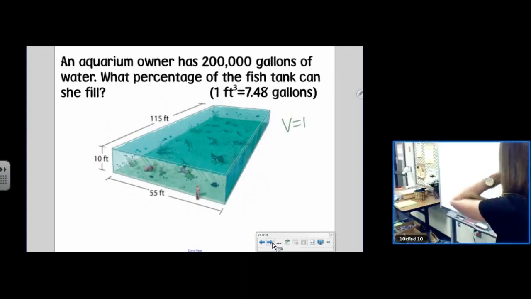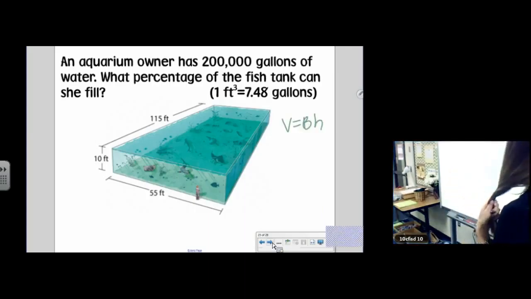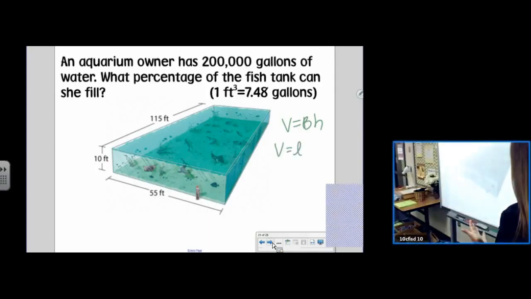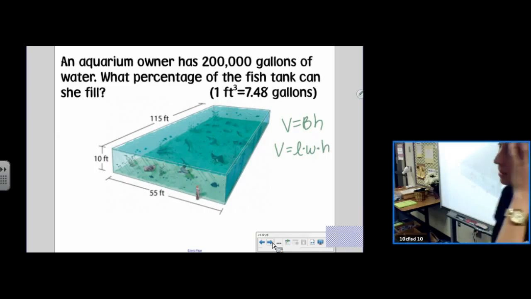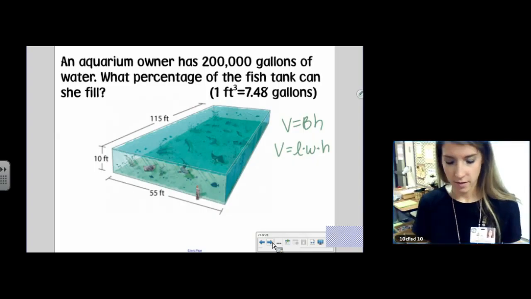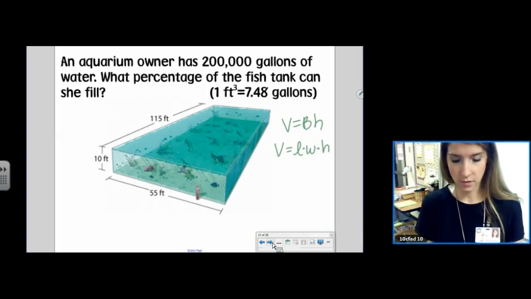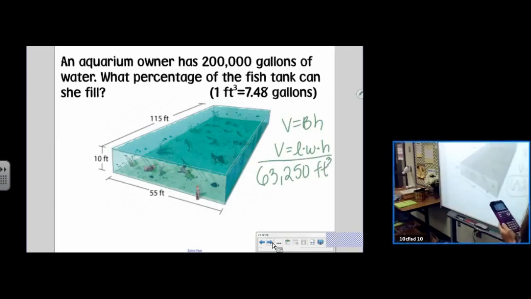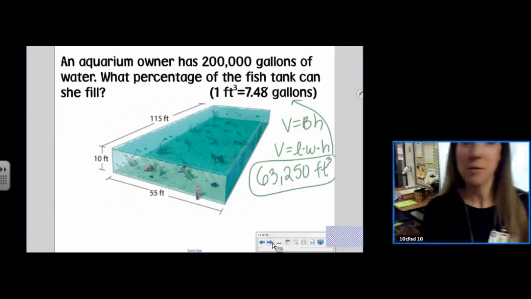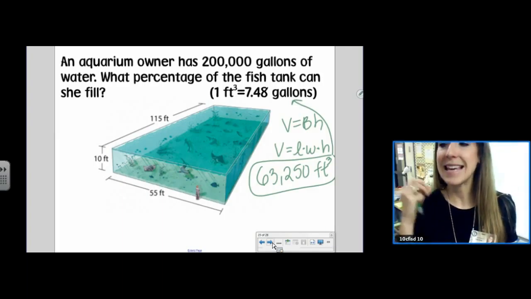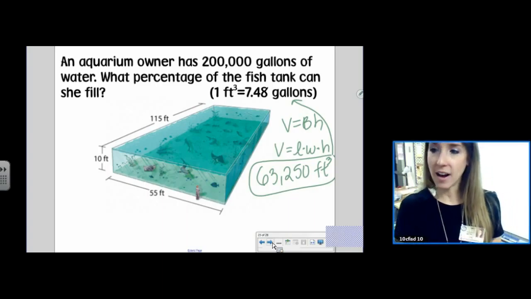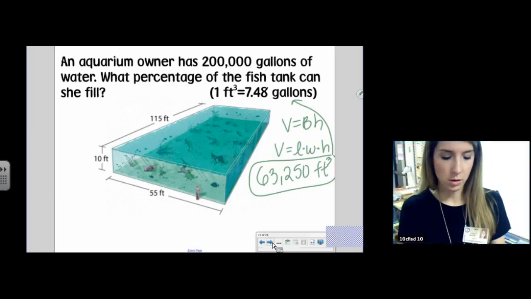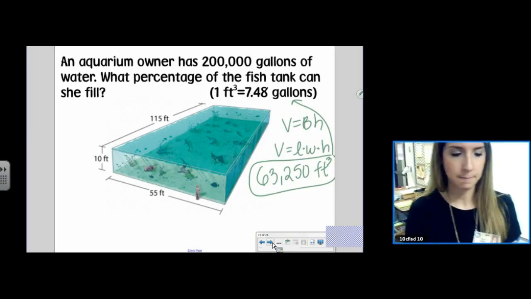Technically, the formula says base times height, but the base is just a rectangle. The base is length times width. So really, the volume is length times width times height. That's not bad. Let's find the volume of this aquarium. 55 times 10 times 115. 63,250. Now that is cubic feet. We don't know how much cubic feet of water we have. We know how many gallons of water we have. So we're going to need to take our answer and multiply by 7.48.